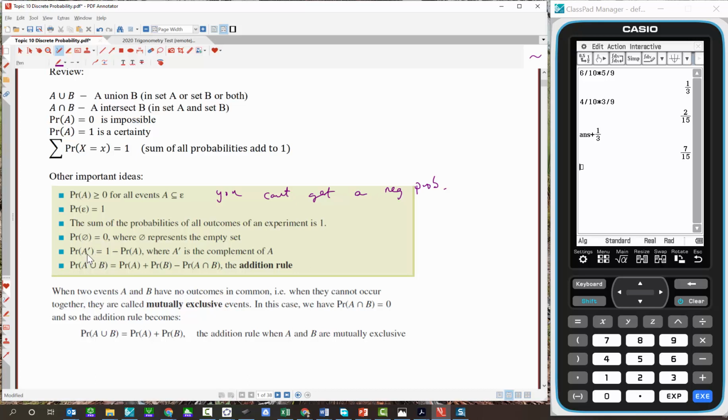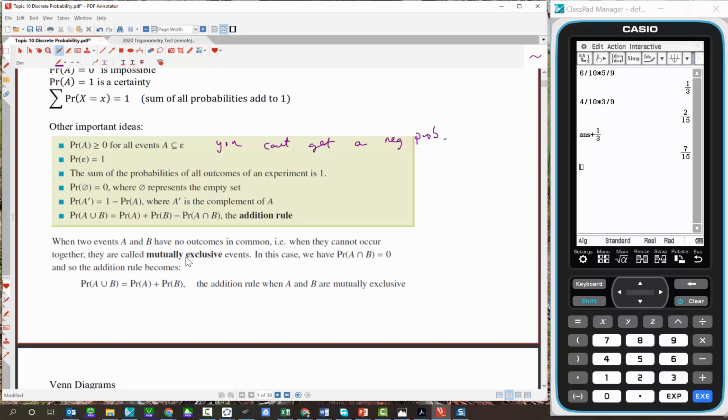Probability of getting not A is 1, take away the probability of A, or A complement. And via the addition rule, the probability of A union B is the probability of A plus the probability of B, take away the intersection, okay? Otherwise you double count that intersection, if you remember from last year. All right, when two events A and B have no outcomes in common, i.e. they cannot occur together, they are called mutually exclusive, okay?